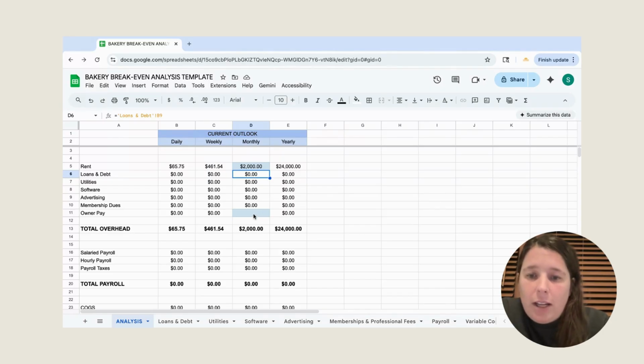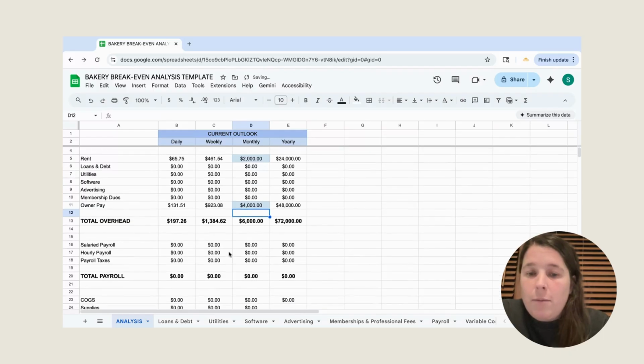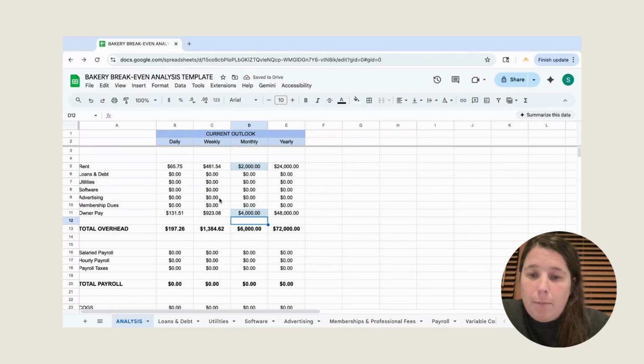The other one that you're going to fill in right away is how much take-home pay you need as the owner to pay your bills, whatever you need to make a month to make this bakery work. So we're just going to put $4,000 a month there to cover your bills. And so far your overhead is $6,000.